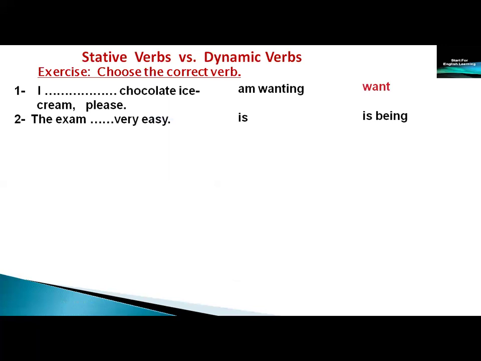2. The exam dots very easy. Is or is being? The exam is very easy. Stative verb. 3. He dots very sarcastic today. Is being or is? Is being. He's being very sarcastic today, meaning he's acting sarcastically today.